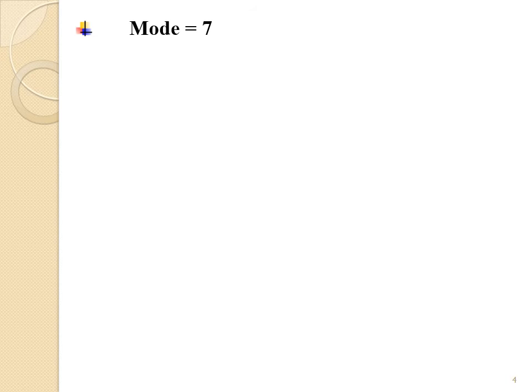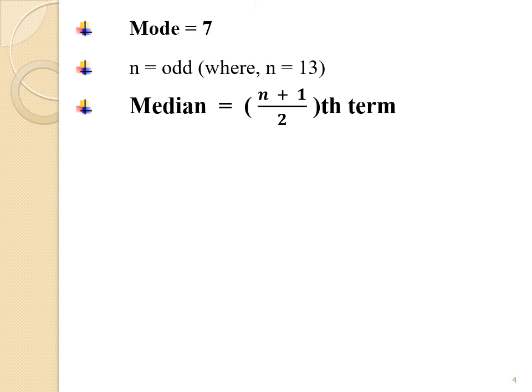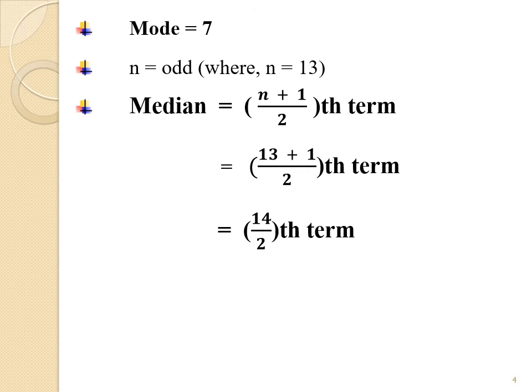Now median when n is odd, that is number of observations is odd. Here n equals 13, so (n plus 1) by 2 term or observation equals (13 plus 1) by 2 term equals 14 by 2 term equals 7th term or observation. Thus median equals 9, as 7th observation is 9 on rearranging the observations in ascending order.